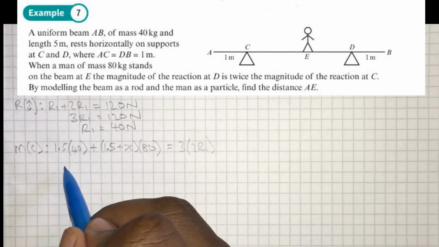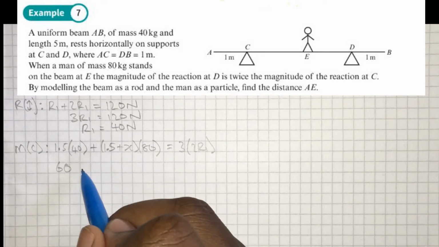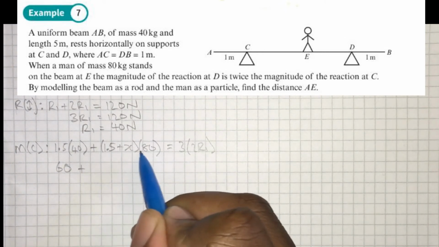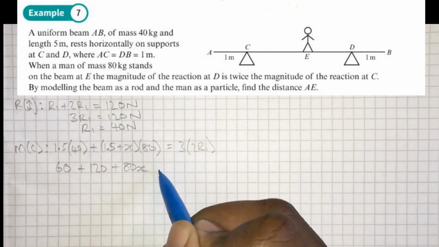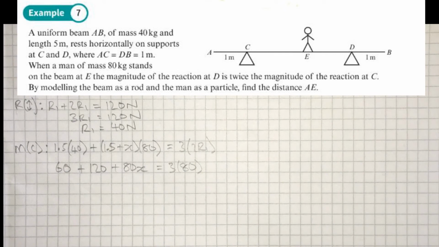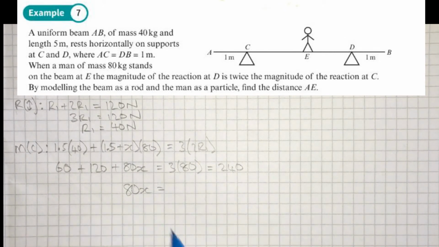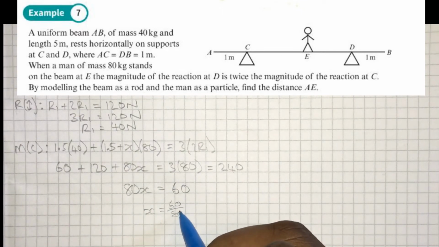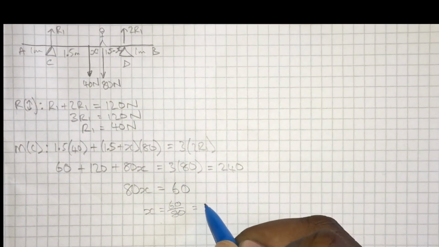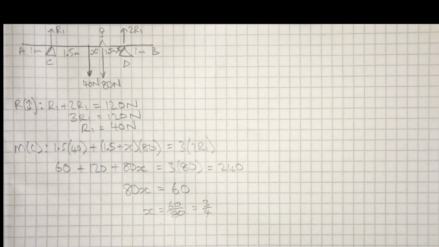3 meters multiplied by 2R1. All right, so really we're trying to solve, so let's just expand and arrange and get a solution for X. And that leads to an answer of X equals 3/4 of a meter.